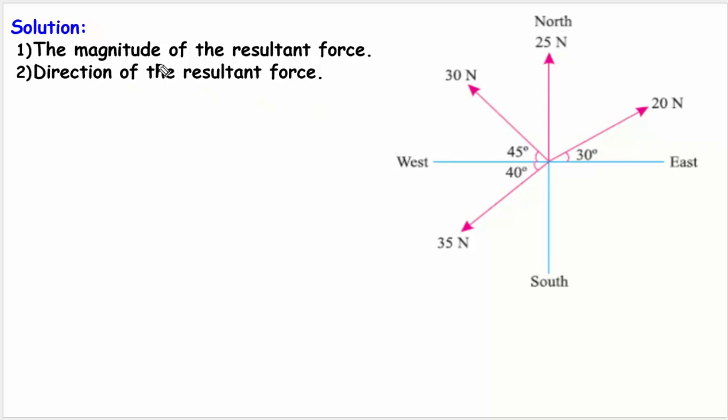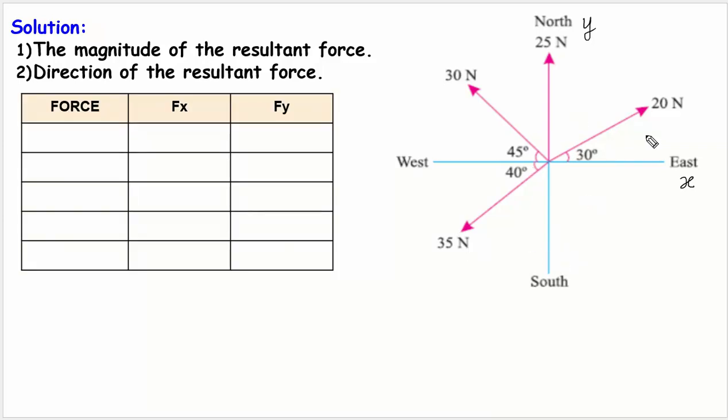To find the magnitude and direction of the resultant force, we will be resolving each and every force along x and y direction. So let me call this direction as x direction and the vertical direction is y direction. And we'll be resolving each force along x and y direction. So let me take this force. I'm going to start from here friends.